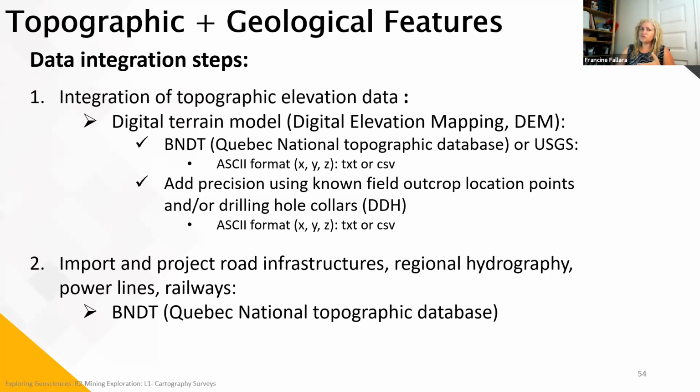So first thing is to get your digital terrain model, which, in French or in English, is the digital elevation mapping, the DEM. We have a lot of free banks for that, the BNDT in Quebec or the USGS in the States. We can get these data for every elevation point. We have what we call the coordinate system, which is XYZ, X being your east-west coordinate, your easting, Y being your north-south coordinate, your northing, and Z being your elevation from the surface down or surface up.